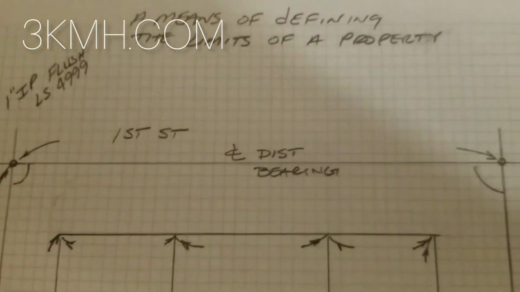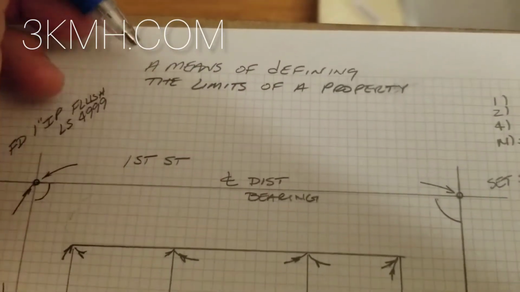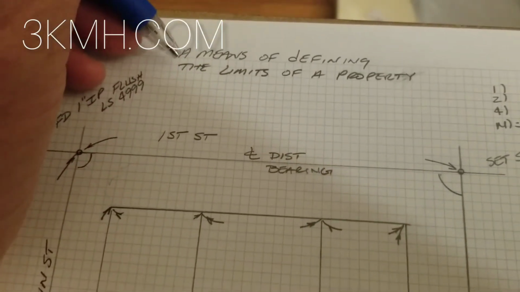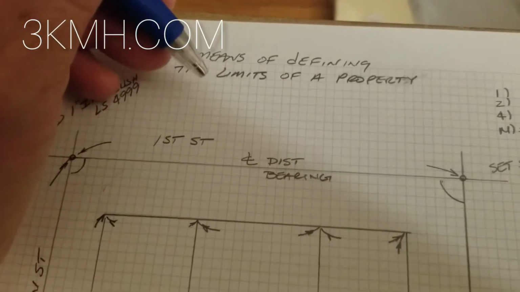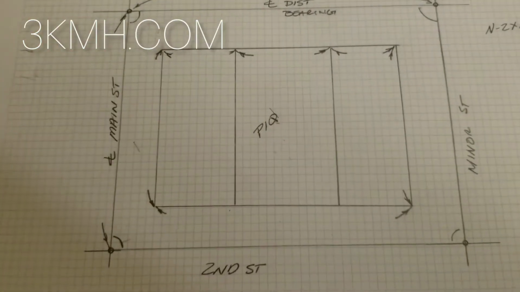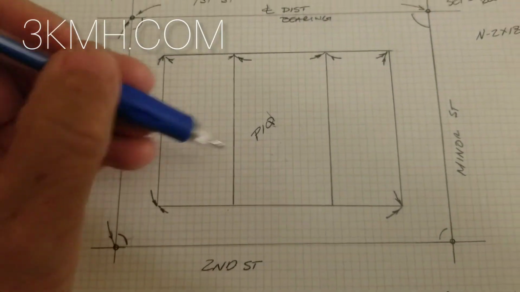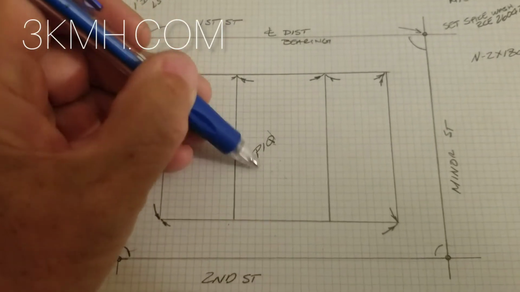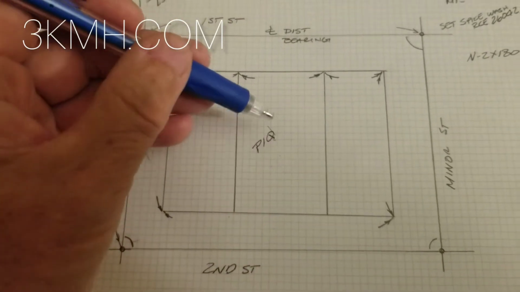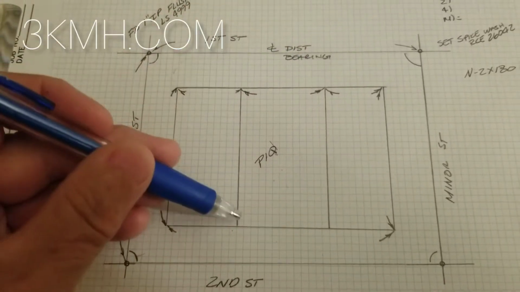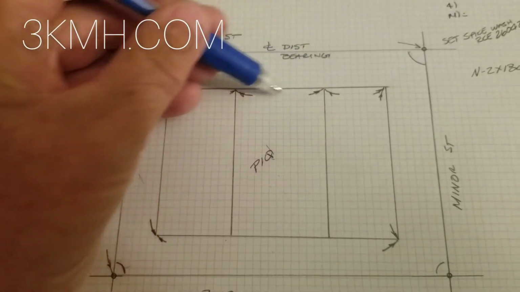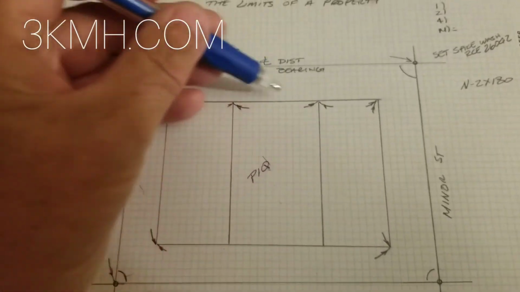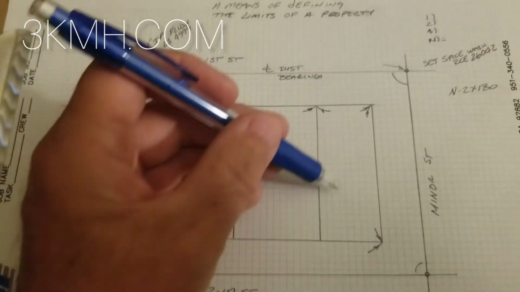I look up the definition, and according to Google, a survey boundary is a means of defining the limits of a property. So let's say there's three properties here, and this is the property in question, PIQ. We need to define the limits of the property. Right now, I tell them, before a boundary is done, it's kind of just sitting in space.